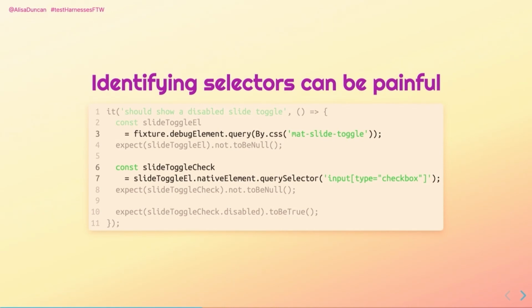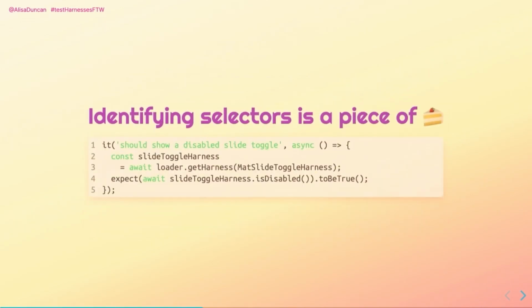What happens if something changes behind the scenes? And plus, we're relying on a non-public API. On the other hand, if you use a harness, identifying selectors is much more straightforward because you just ask for the harness that you want to work with.